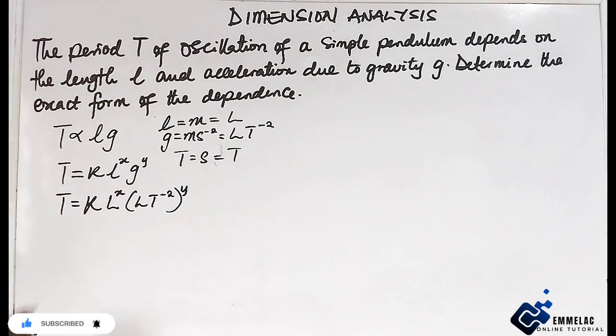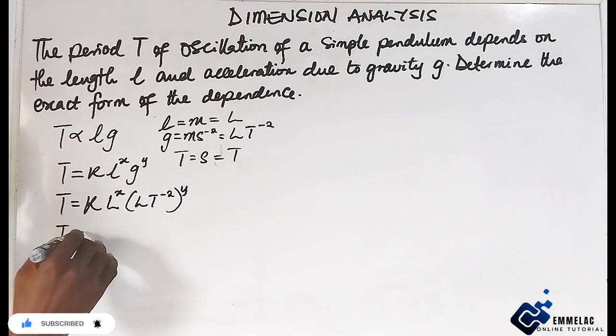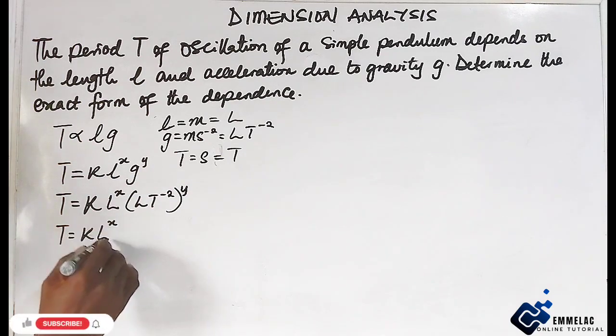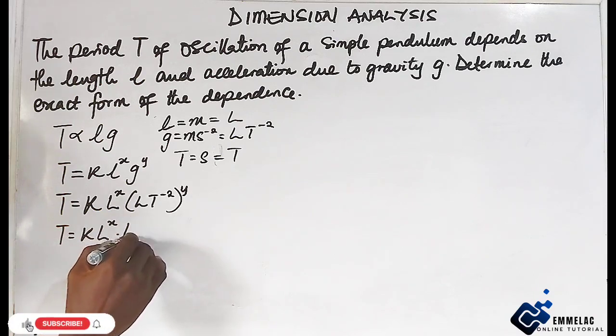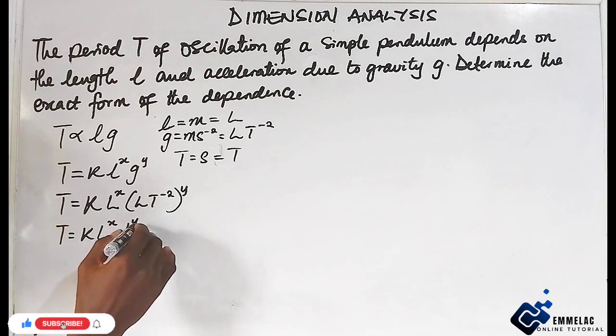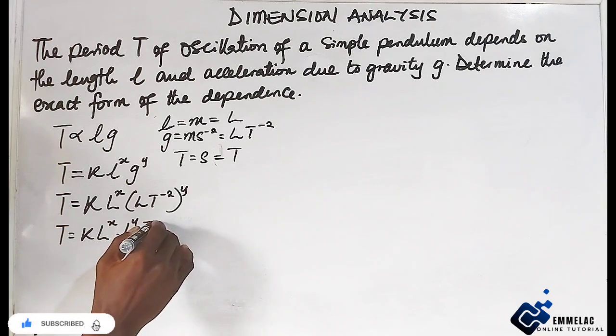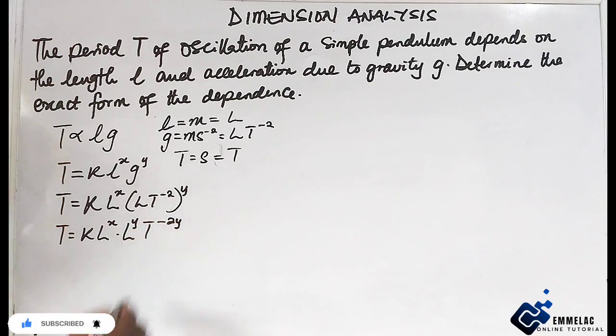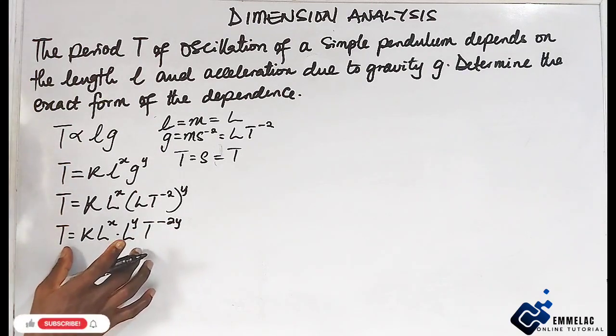y. Okay, now opening the bracket, here you have k L raised to the power x, then L raised to the power of y, because you multiply by the power outside. So here we have that T raised to the power minus 2y. And now the next thing is to reconcile the two sides of the equation.